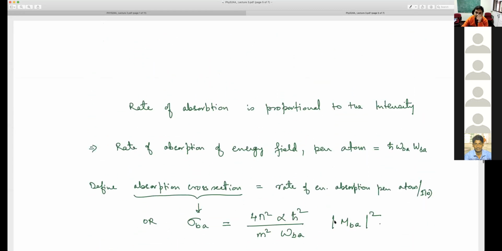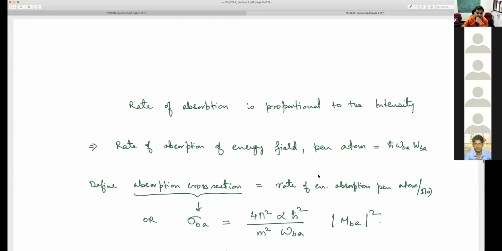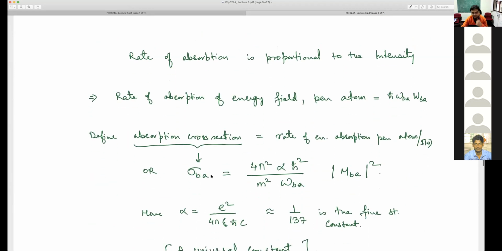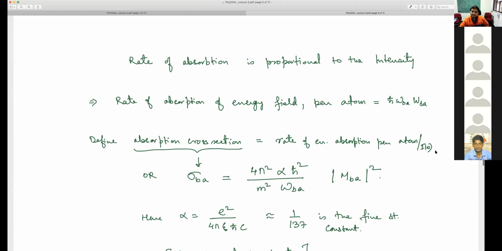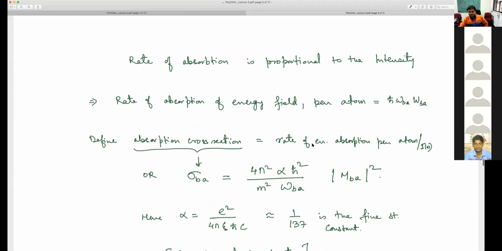And yeah, so that's what we generally talk about in terms of absorption, the rate of transition. And another quantity which is useful is this absorption cross section. You can relate it to the rate of absorption per atom, since all our calculation was per atom, divided by the intensity basically.